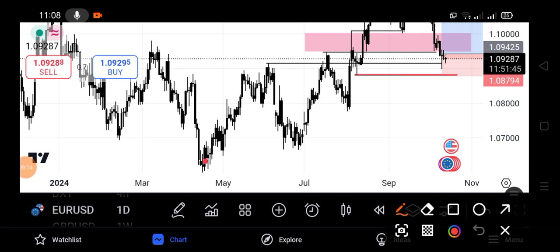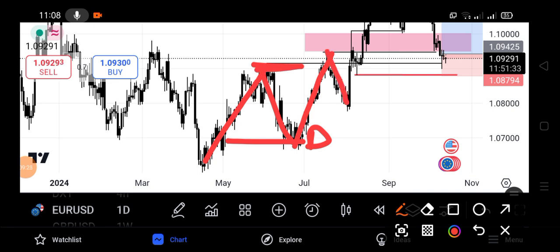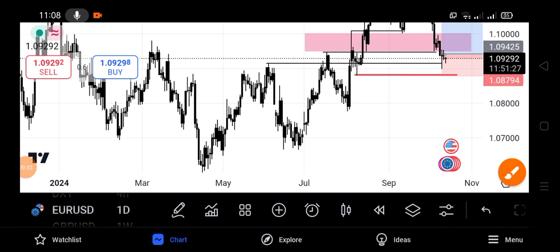That's it. Price goes up into a premium zone, comes back down in discount zone. This is where we buy. Price goes up, takes our premium zone, comes back down for a discount. This is where we buy. Right, this is our discount. Sorry, this is where we buy.